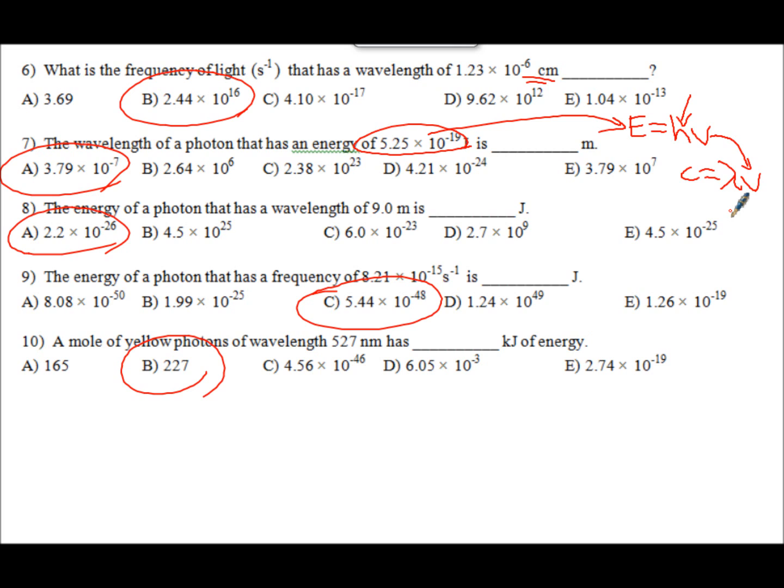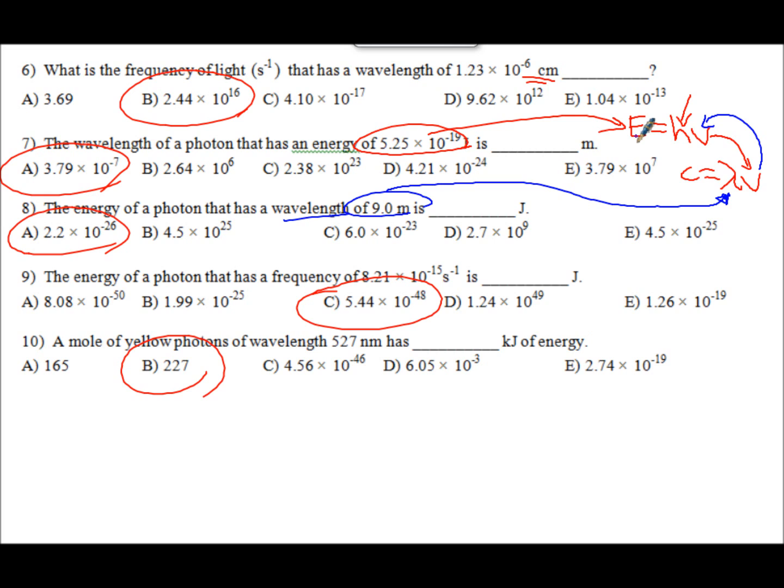Number 8 is kind of the reverse. The energy of a photon has a wavelength of 9 meters. That is a pretty long wavelength. So you could take that. That's the wavelength. You could plug it in. I'll just switch to blue for this one. You take the wavelength and plug it in, and with the wavelength, you could solve for the frequency. With the frequency times Planck's constant, you could solve for the energy in joules. Number 9 is pretty much the same thing. You have energy based on this frequency.